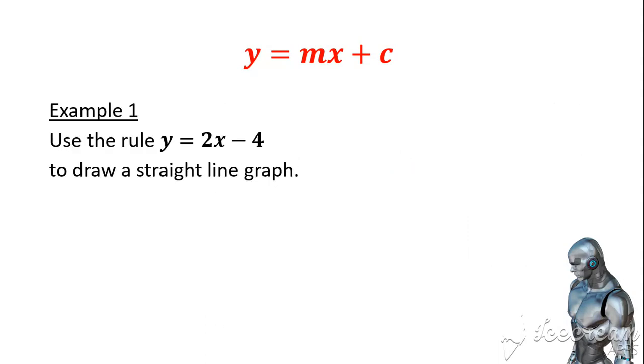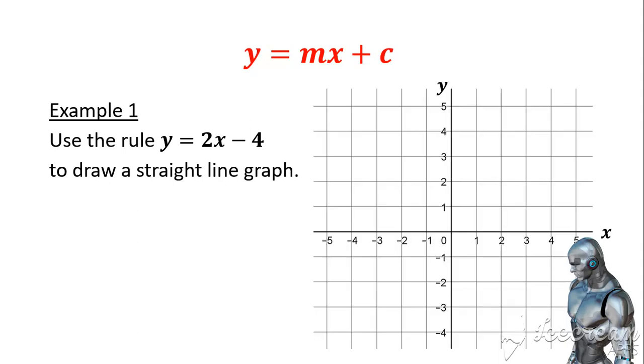Right, well, let's get into example 1 and show you how we could draw a straight line graph with the rule y equal to 2x minus 4. Now, we could set up a table like we've shown you in previous videos. Set up a table, work out the x and the y values, and plot some points. We're going to go straight into a technique where you don't have to do a table if you don't want to or don't need to.